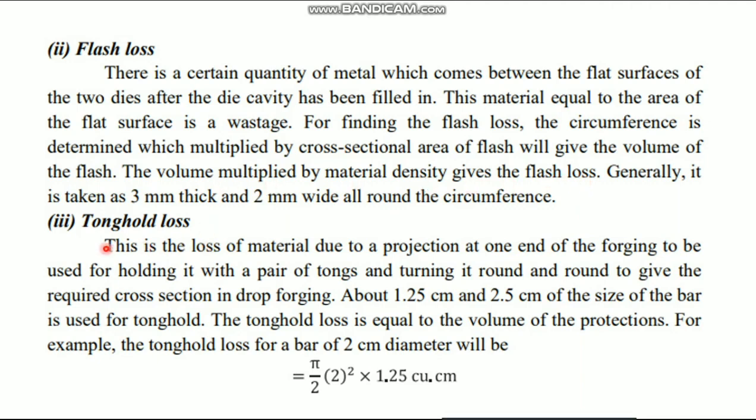Then tongue hold loss. This is the loss of the material due to a projection at one end of the forging to be used for holding it with a pair of tongs and turning it round and round to give the required cross section in drop forging. Therefore, for tongue hold loss we have to take 1.25 centimeter and 2.5 centimeter of the size of the bar used for tongue hold.